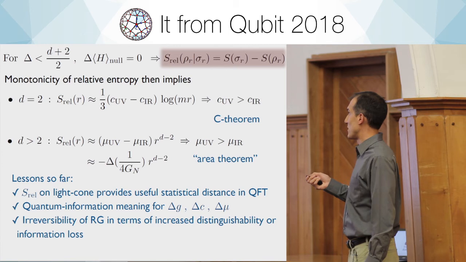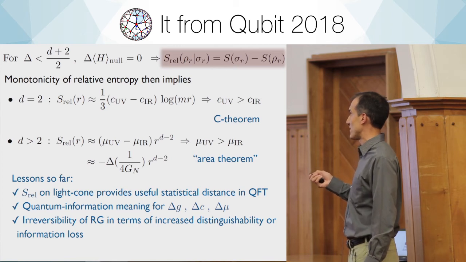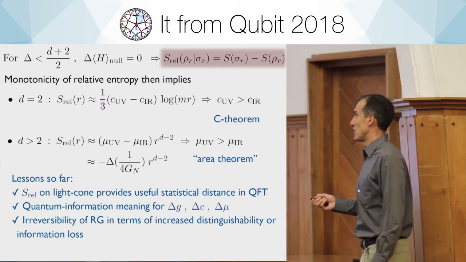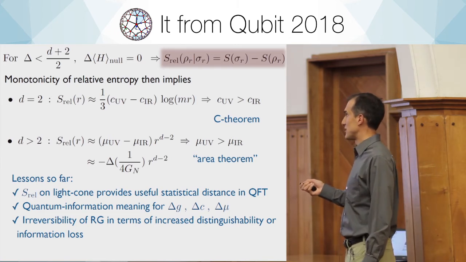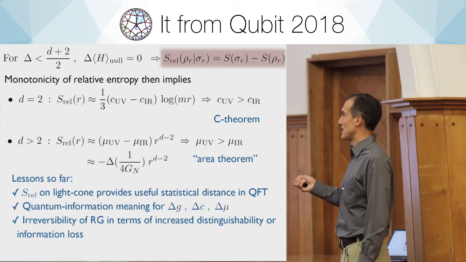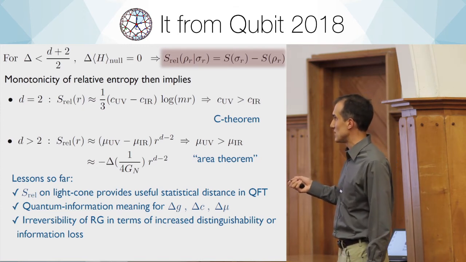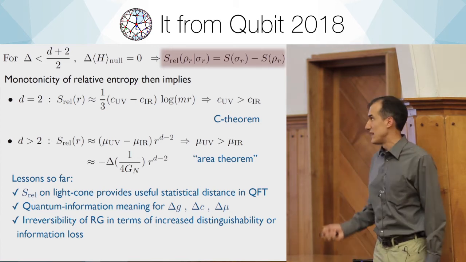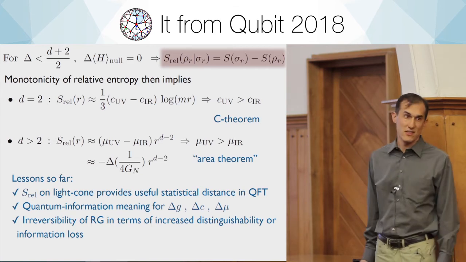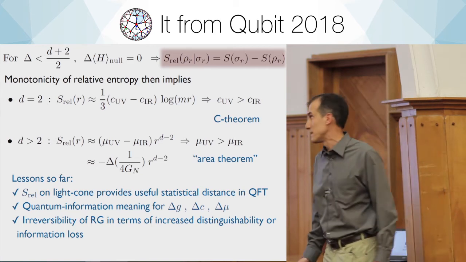Okay, so in this case, the modular Hamiltonian vanishes, and then the expression for the relative entropy, again, is a change in entanglement entropy. So in d equals 2, then the relative entropy is just proportional to the usual log r, and then also proportional to the difference between the central charge in the UV and the central charge in the IR. And then positivity of the relative entropy implies that this has to be bigger than 0, and that's the c theorem, now as seen from the relative entropy.